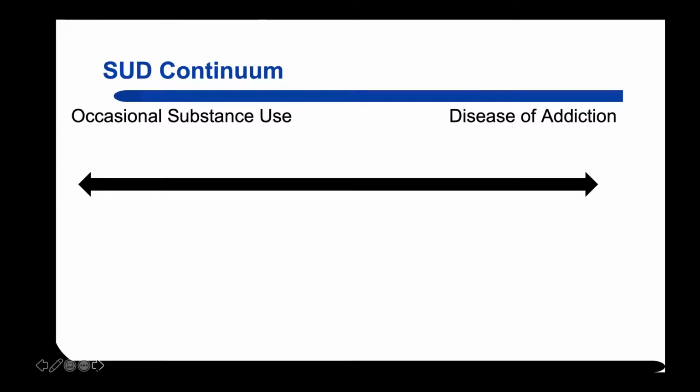There is a continuum of substance use disorders. There are people who may engage occasionally, and then there is, at the other end of the spectrum, the disease of addiction. So when we are assessing our patients, we want to look at where this person is at, on a scale from maybe 0 to 10, with 10 being a full-blown addiction, where they meet the criteria for dependence.